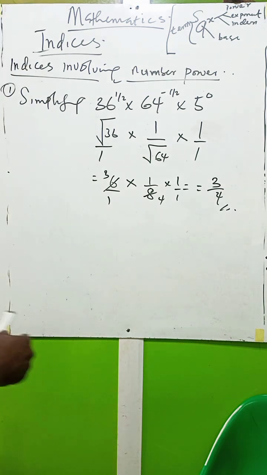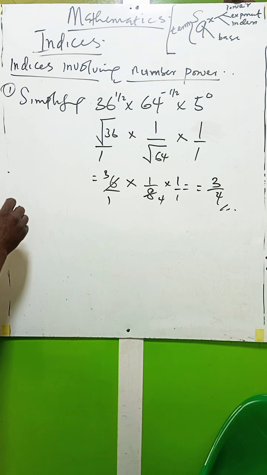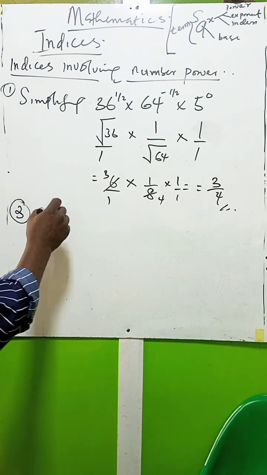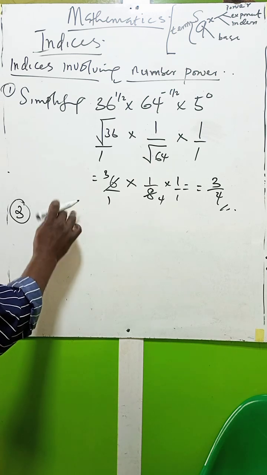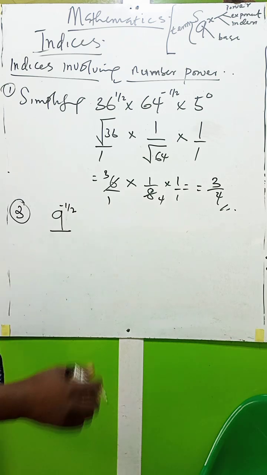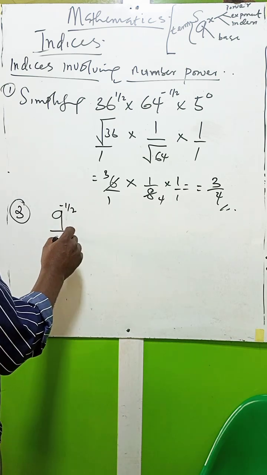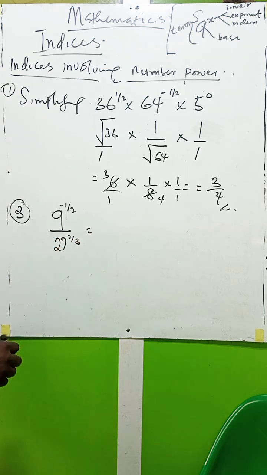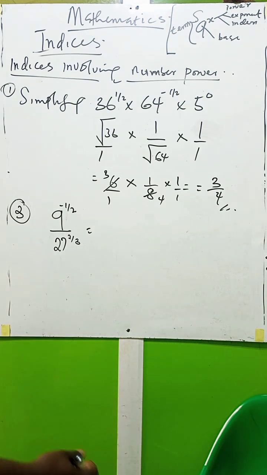Now, let's see another example. Example 3 says 9 raised to the power minus 1 over 2 over 27 raised to power 2 over 3. Now we'll treat them separately, individually.